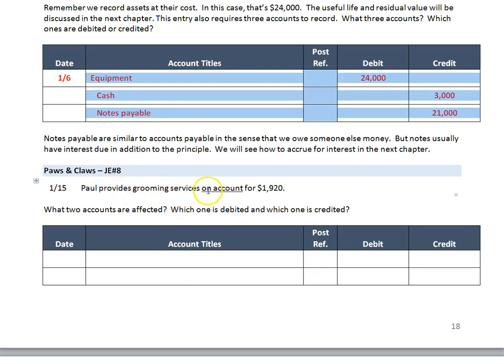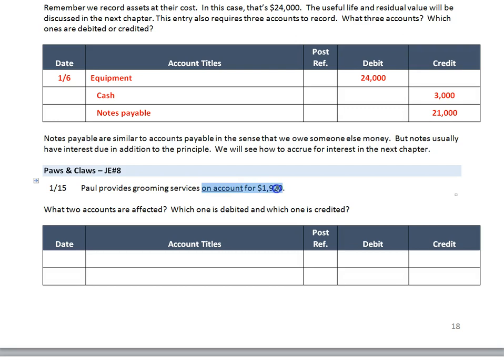Alright, Paul provides grooming services on account for 1920. So this is part of our revenue function, right? We provided services, so we're going to get to recognize this amount as revenue. So we'll go and put the date. Revenue is a normal credit balance, so we're going to credit the revenue account. In this case, it's grooming services, or grooming revenue.